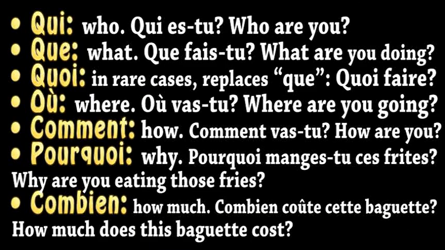Où is where. So don't forget, OU is or, but OU with a backward slash is where. Comment is how. Comment vas-tu? How are you? Où vas-tu? Where are you going? Pourquoi is why. Pourquoi manges-tu ces frites? Why are you eating those fries? Example. Combien would be how much. Cela coûte combien? How much does this cost? How much? Combien?